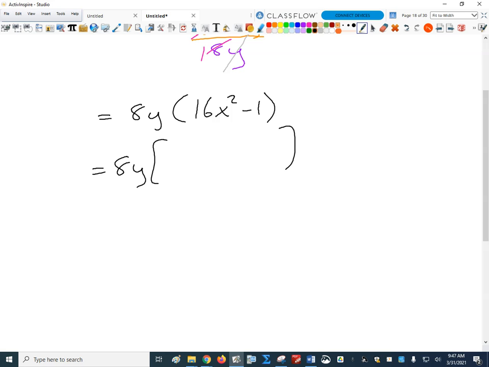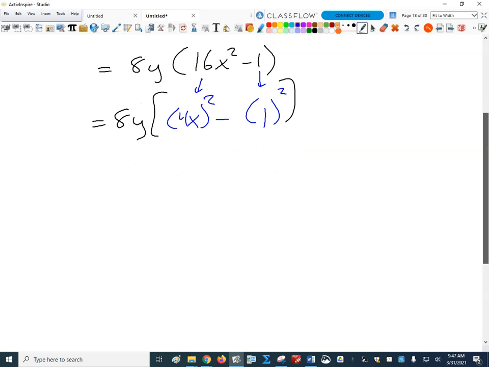So my question now is, can I write this thing as something squared minus that thing as something squared? Can I write this as a difference of squares? Well, 1 is equal to what squared? 1. Okay, so B is 1. What about A? 4x. Okay, right? Everybody good with that? And so now we know what our pattern is.